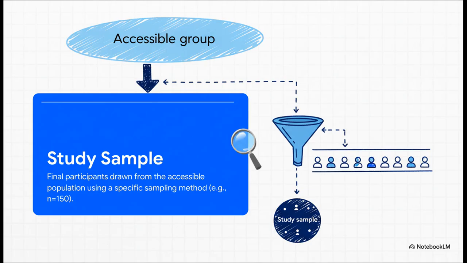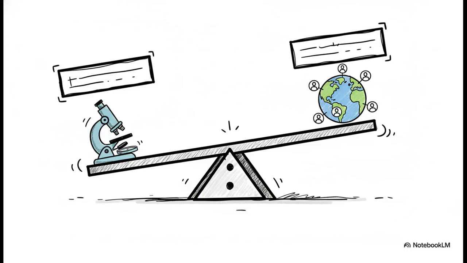And then, finally, from that accessible group, voila, you get your study sample. This is it. This is the group of people who are actually in your study, giving you the data. They're picked using a specific method, like systematic sampling, to get, say, 150 patients. So you see that. We go from this massive general population all the way down to a very specific, manageable sample.